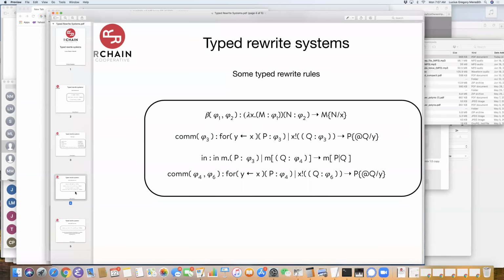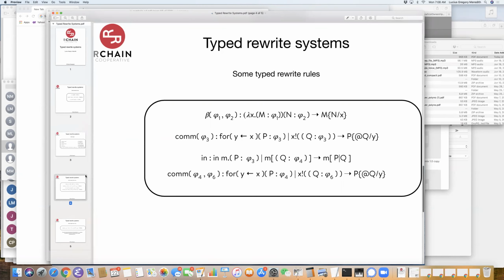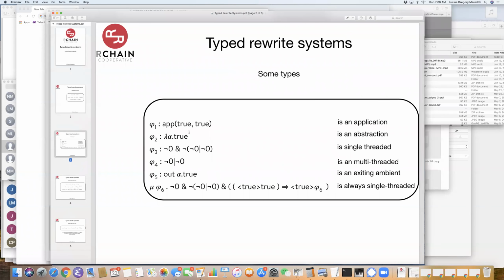So now we can look at variants of the rules that we talked about. Oh, this should have been parametric in phi 3 and phi 4. That was a typo, sorry. So we could have a beta that's parametric in a phi 1 and a phi 2. And it says that the abstraction, the M, whatever process goes in here has to satisfy this type. It's got to be an application. And whatever process goes in here has to satisfy phi 2, which means it has to be an abstraction.